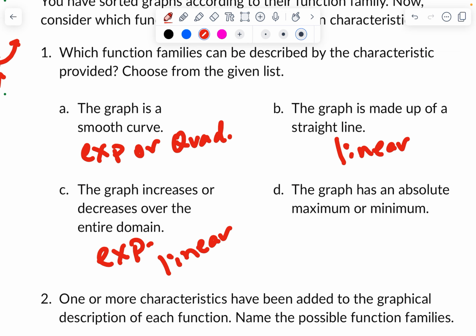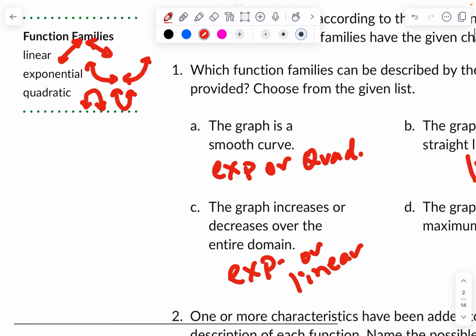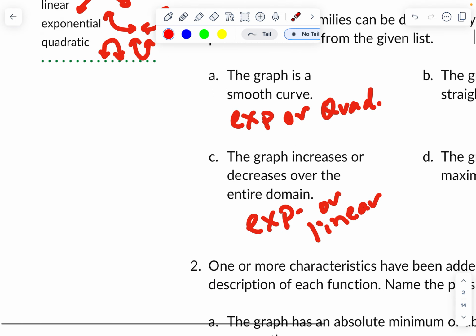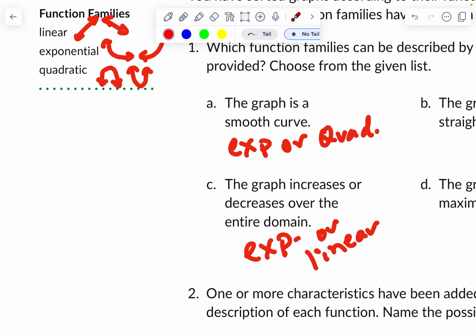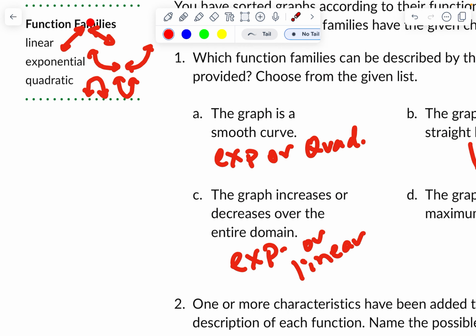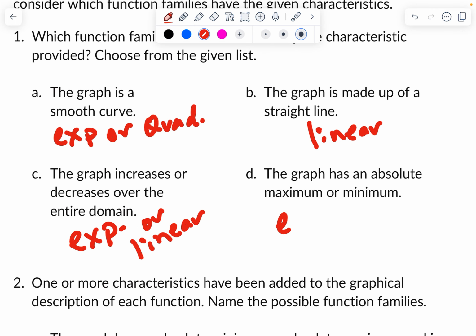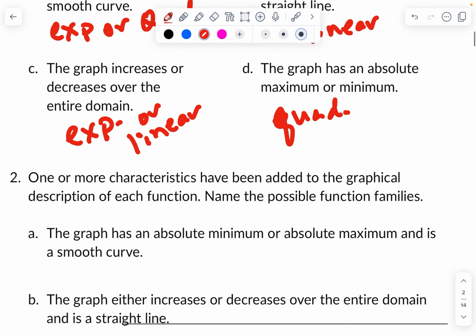It doesn't say it has to be a curve, but if you'll notice, both my linear and my exponential either go up or down. But with your quadratics, they change directions. So exponential or linear has no absolute maximum or absolute minimum. That's your quadratics. Because with your linear, it could go up to infinity or down to infinity. Same thing with exponential. But the quadratics, they either have that top dot or they have the bottom dot. So that's going to be your quadratics, okay?